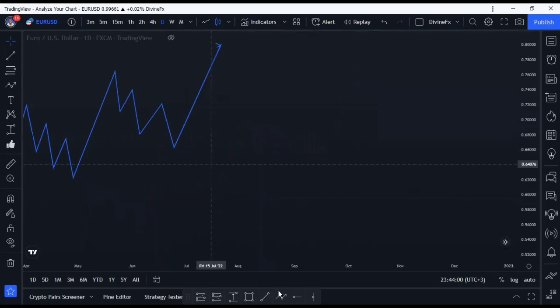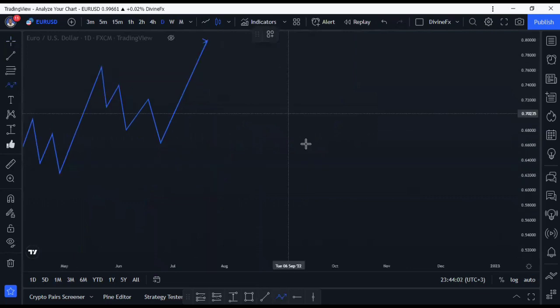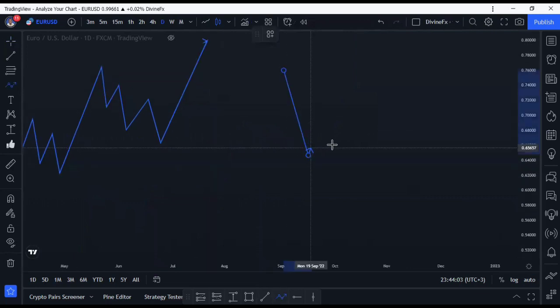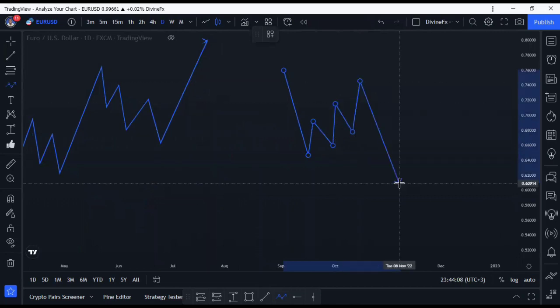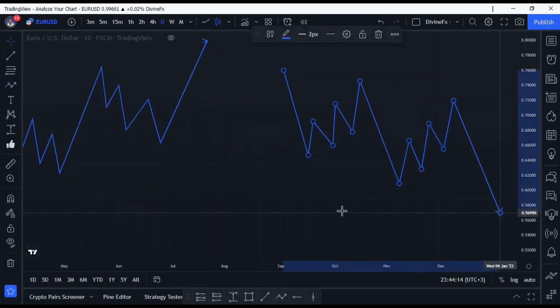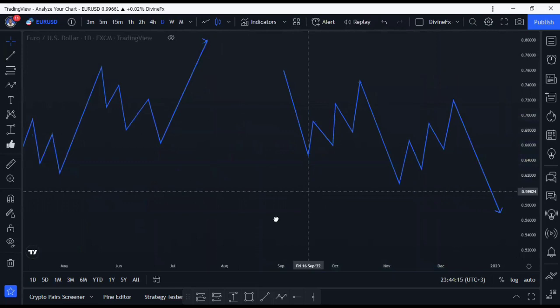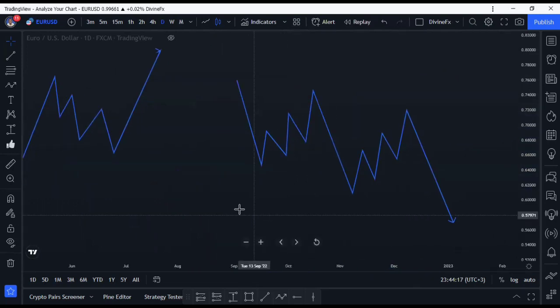Also in a downtrend, we have an impulse, correction. Here we have a correction followed by an impulse. The market always moves in phases. Impulse, correction, impulse, or correction.